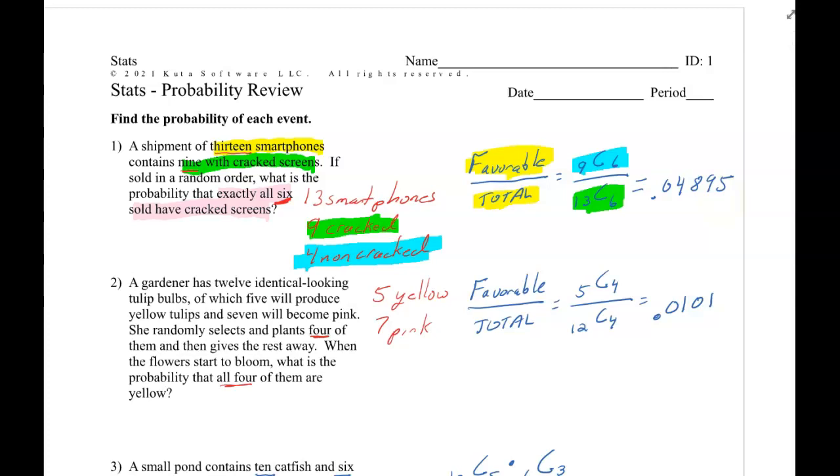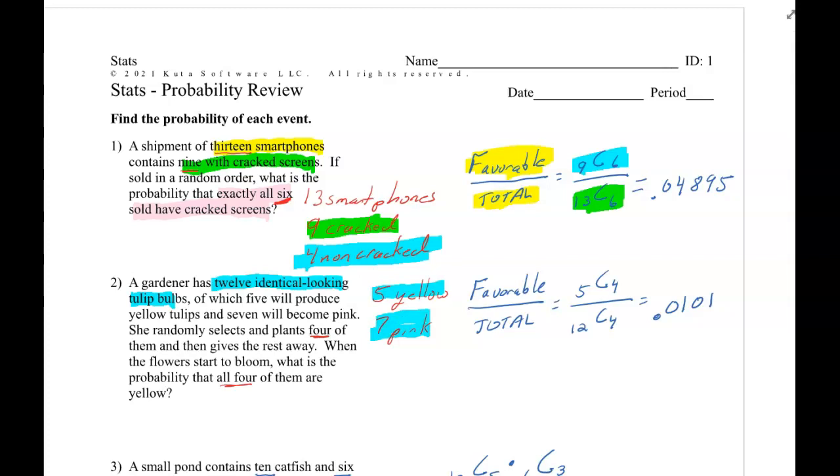If you look at problem number 2, a gardener has 12 identical looking tulips. 5 of them will produce yellow. 7 of them will produce pink. So I wrote that here. I'm highlighting that in blue. I'm trying to summarize the problem.